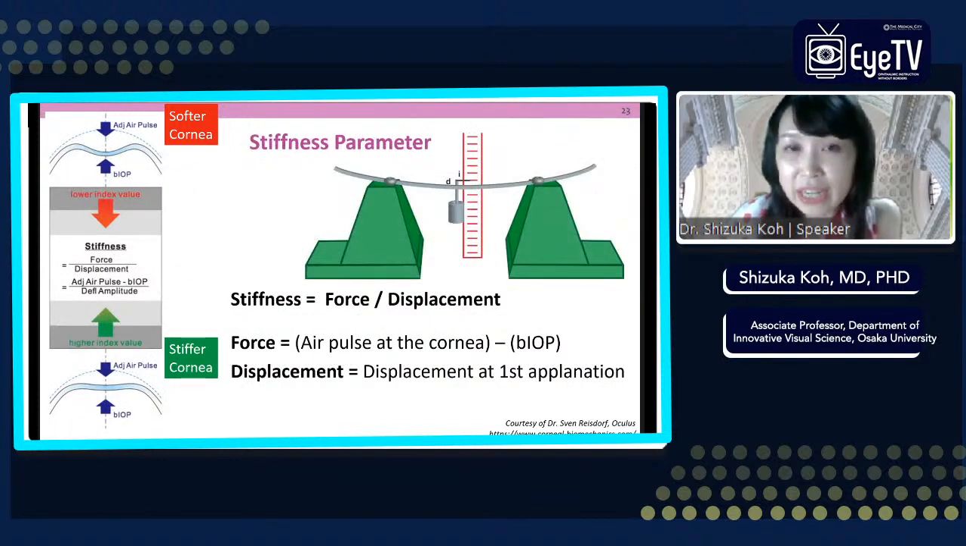Stiffness parameter is calculated based on the difference between the strength of the air pulse at the center corneal surface and the biomechanically corrected IOP, bIOP. The displacement of the corneal apex at the time point of first applanation is measured. Therefore, the stiffness parameter is lower in softer corneas than stiffer cornea.